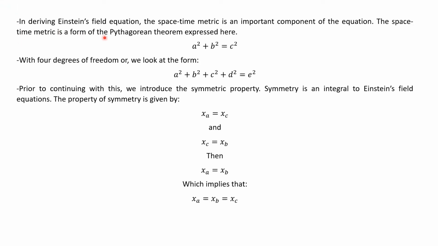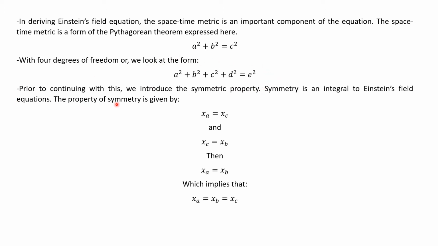In deriving Einstein's field equations, the space-time metric is an important component of the equation. The space-time metric is a form of the Pythagorean theorem as expressed here, with 4 degrees of freedom. We look at the form of the Pythagorean theorem right here with 4 degrees of freedom.